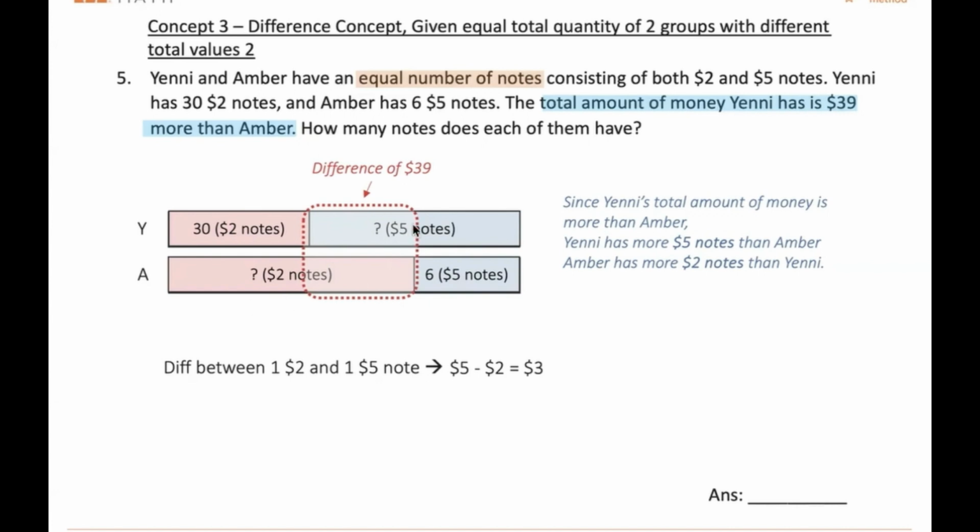Okay, so the $39 difference comes from here. All the $5 notes here minus all the $2 notes here gives you $39. And the numbers are equal. The difference between the $5 and $2 notes is equal to $3. So $39 divided by $3 is 13. This will mean that there are 13 pieces of notes here.